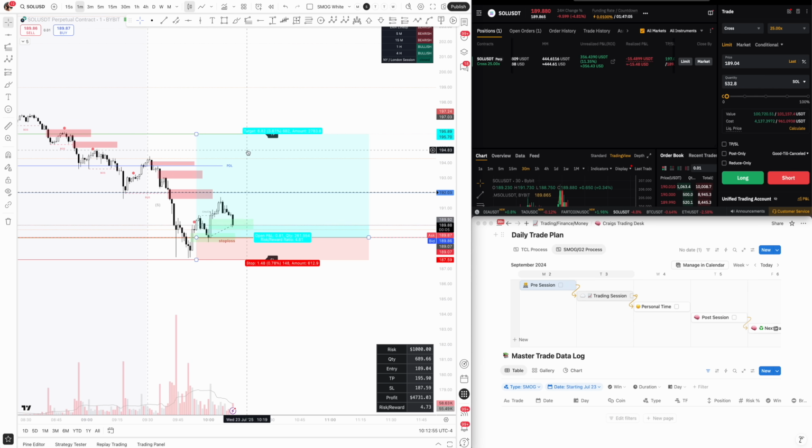So we've controlled our risk, picked a good entry. We're moving in our direction. Now it's time to let the market play out.